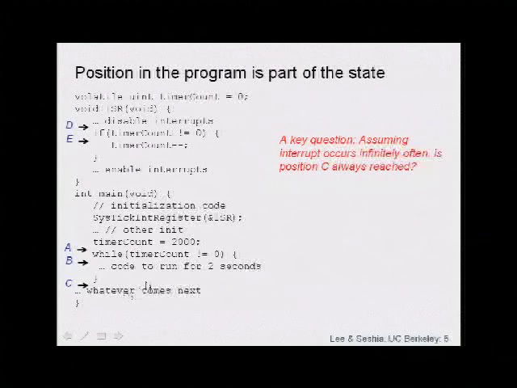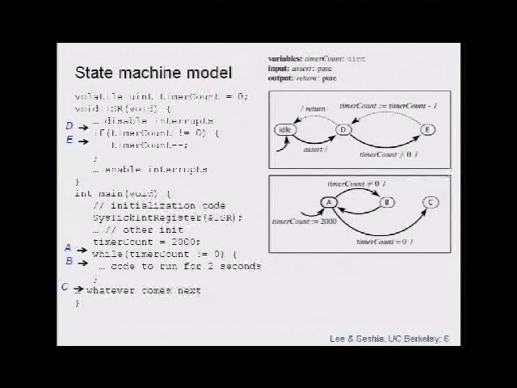Okay, and the question was, can the while loop terminate? Which means, assuming an interrupt can happen infinitely often, is it the case that the control flow of the program will ultimately come down to location C? One point to note here is that when we model these two as state machines, the program counter, the location in the program, is going to be part of the state. So here's one way to model them as state machines. This state machine models the interrupt service routine, the ISR, and this state machine models the main function.